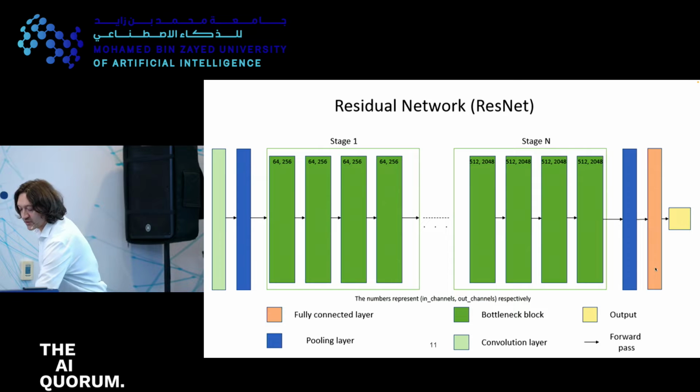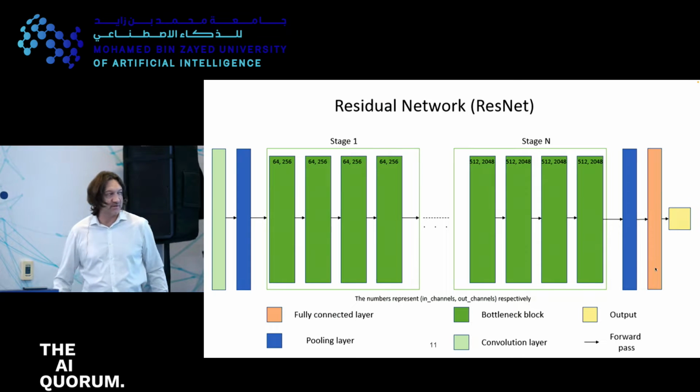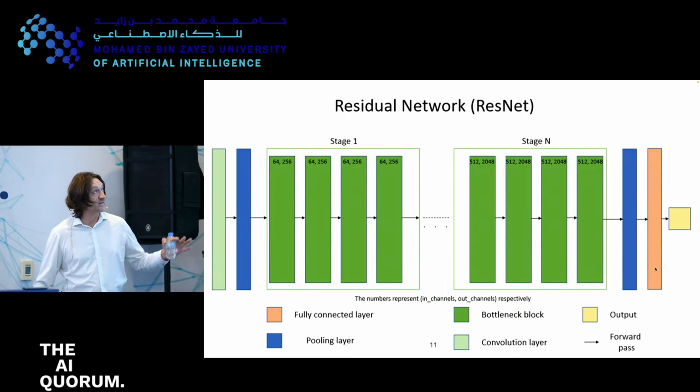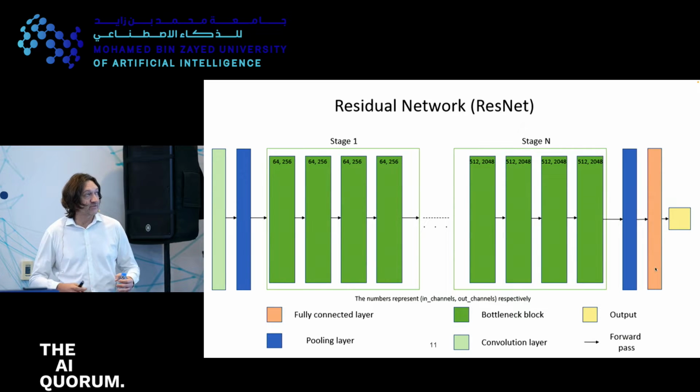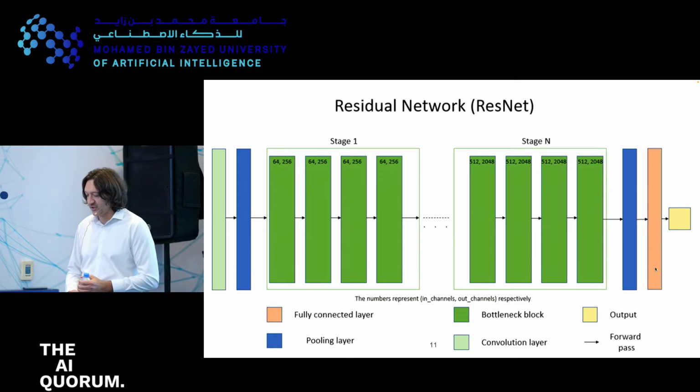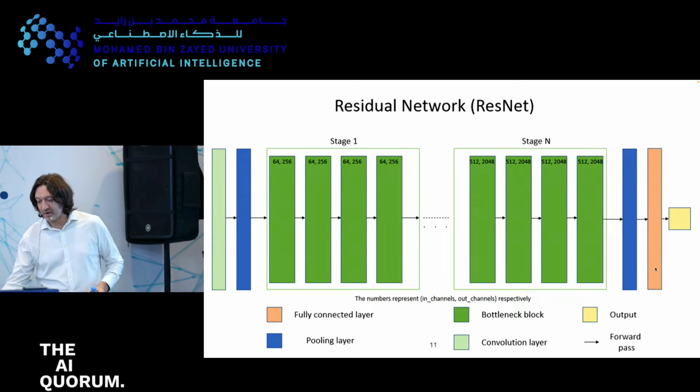So just a few words on how we achieve this elasticity. Let's take a look at this residual network. It's typically constructed by stringing together a bunch of stages. Each stage consists of some number of bottleneck blocks.